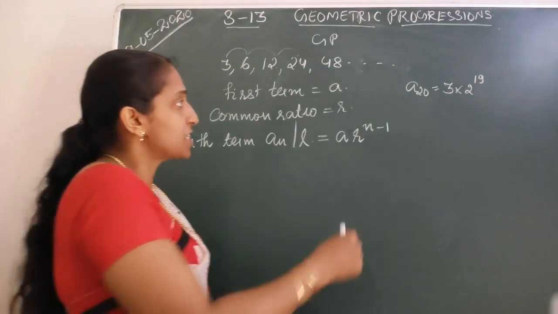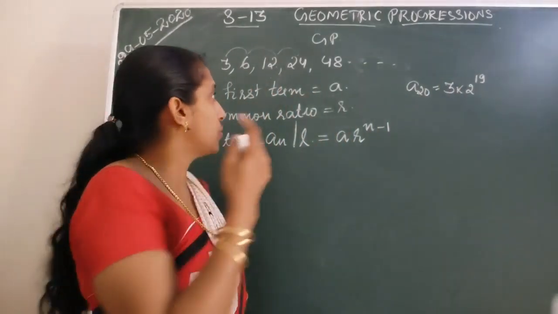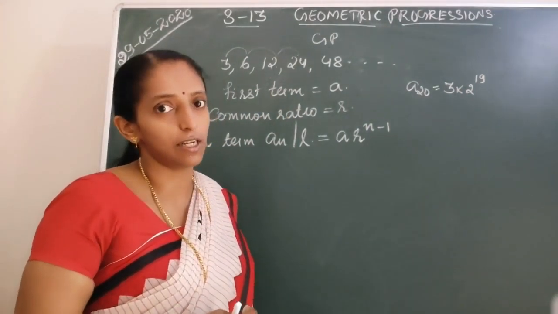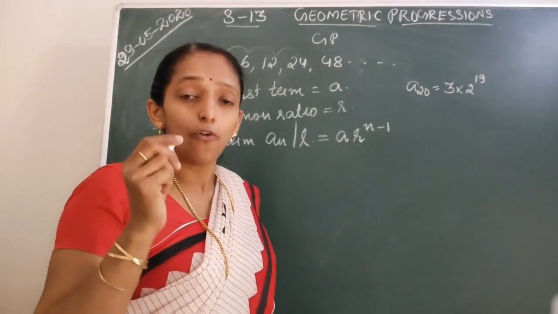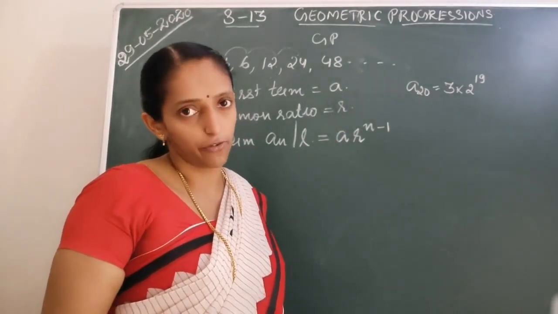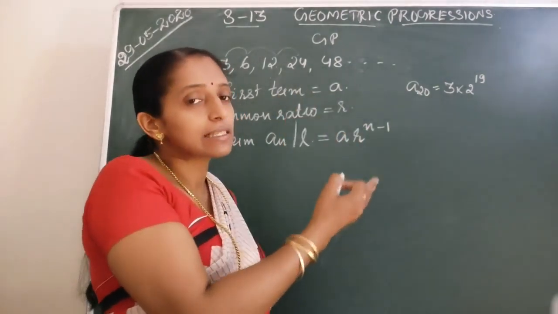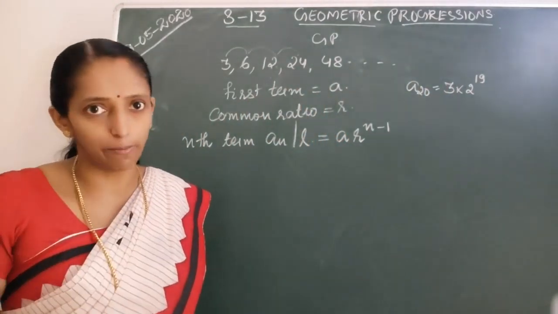So suppose you have to find the 6th term of the series. You will get 3 into 2 to the power 5. And you know 2 to the power 5 is 32. So in that case you will substitute the value there and then you will simplify.